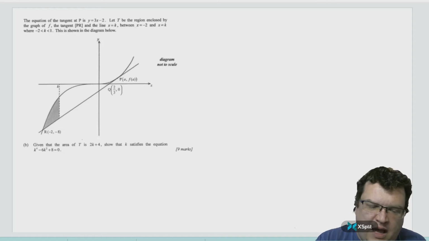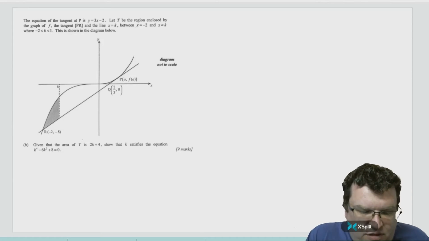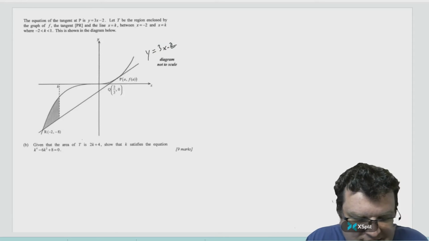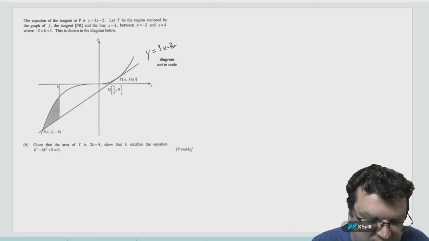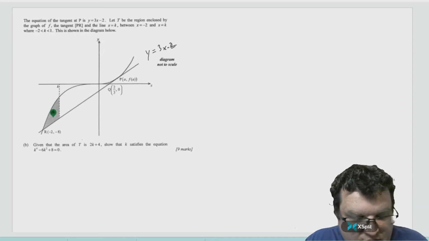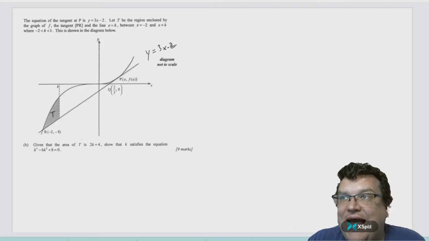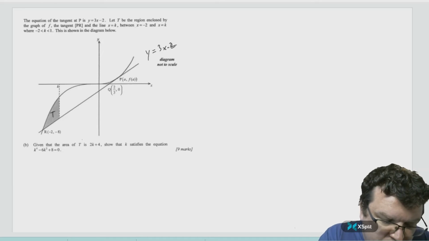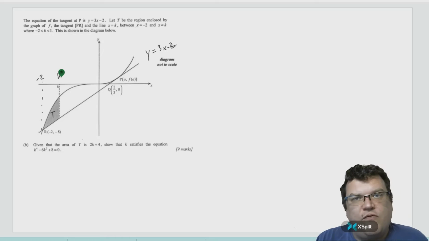So let's have a look. The equation of the tangent is 3x minus 2. So we're given the equation of this line now, y equals 3x minus 2. And we are given that T is this region here, enclosed by the graph of f, the tangent PR, and the line x equals k. Again, we've got this unknown parameter k. Between x equals negative 2 and x equals k. So a lot of language really just to say it's this shaded region, but it's trying to signpost for you the things that you'll need. You'll need to know the left and right limits, so negative 2 and k, and you'll need to know what functions are bounding the area.